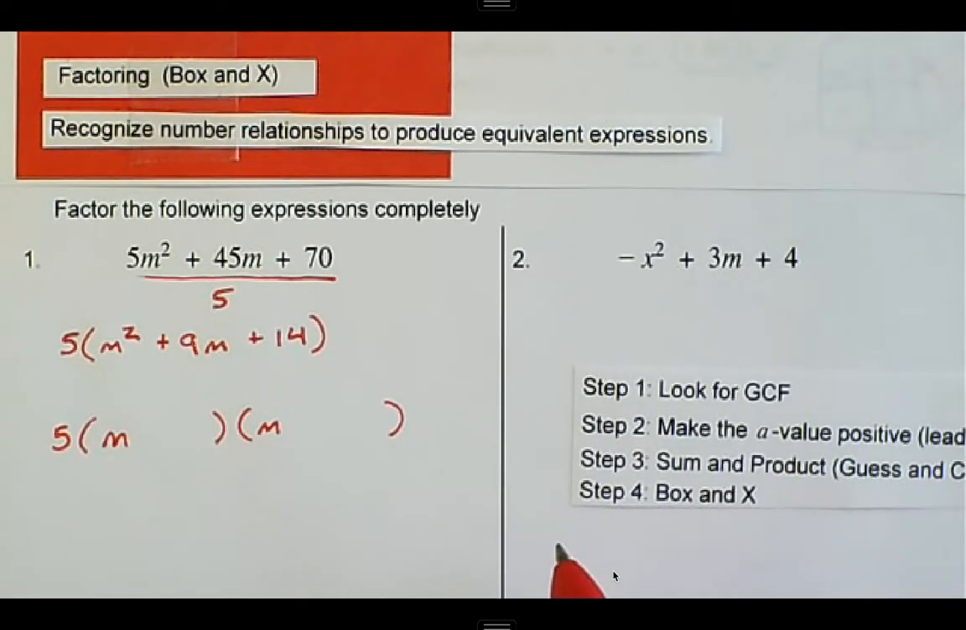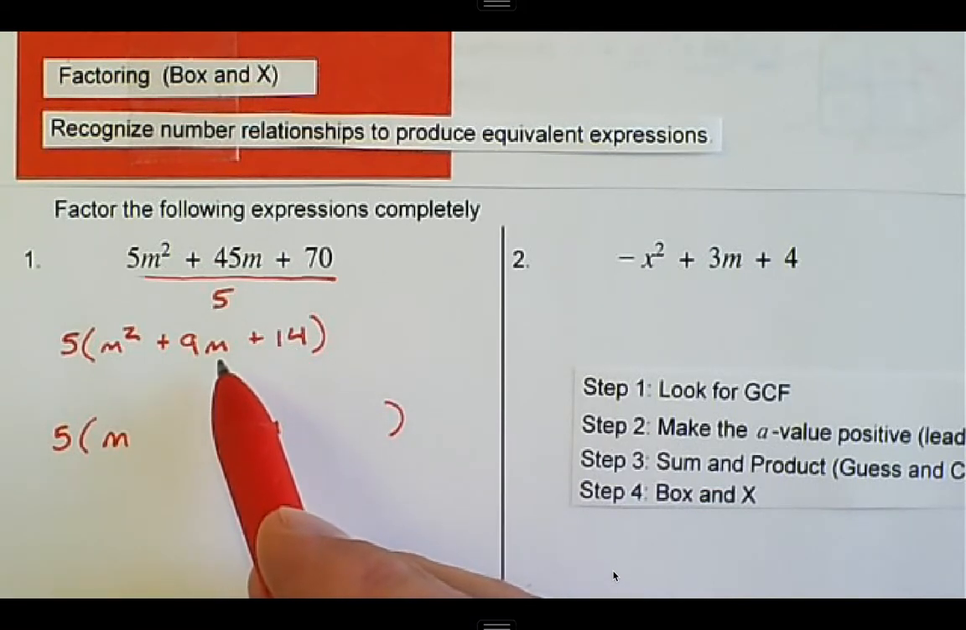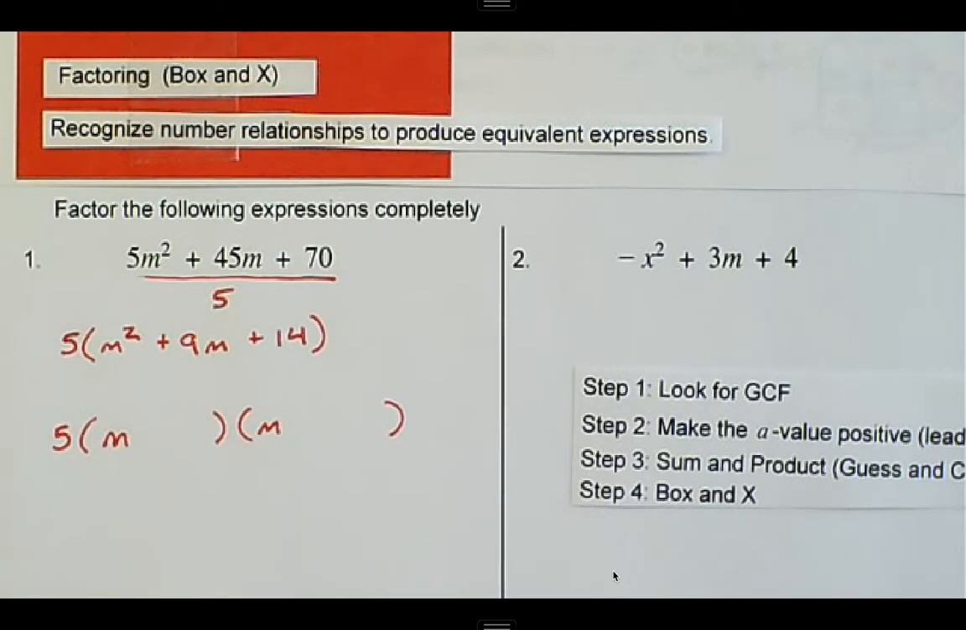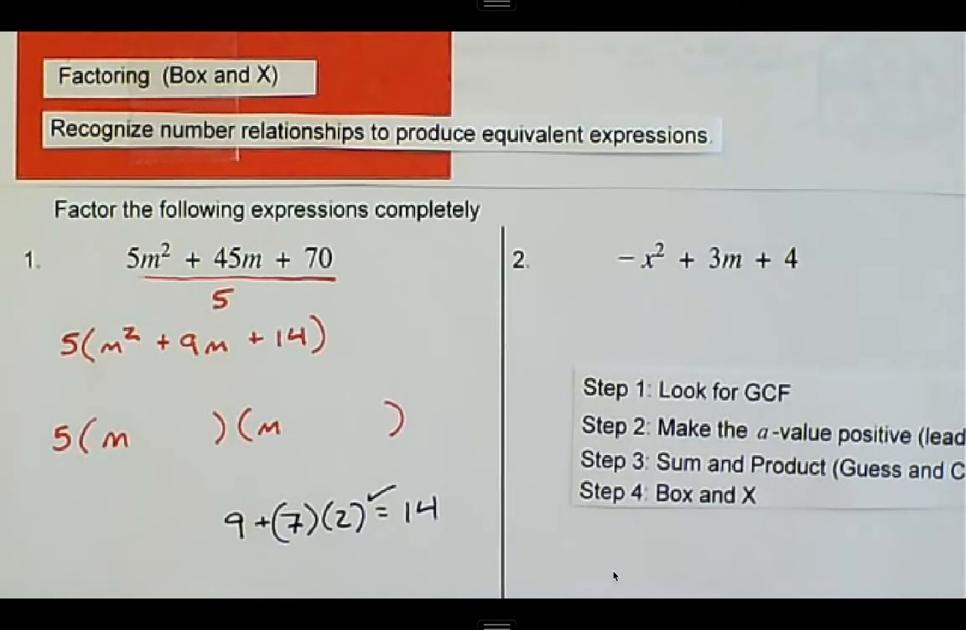So now we're on to product and sum. We need to come up with two numbers that are going to multiply to 14, and they're going to add to 9. So 14, right off the bat, I'm thinking should be 7 multiplied by 2. So 7 multiplied by 2, that does work. And if we check to see if it works for addition, 2 plus 7 is 9. So 7 times 2 works.